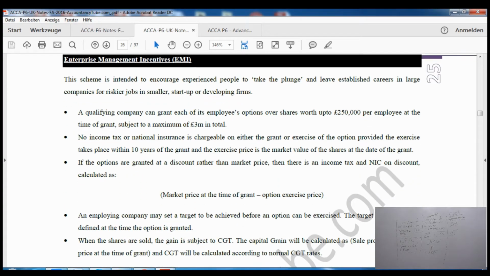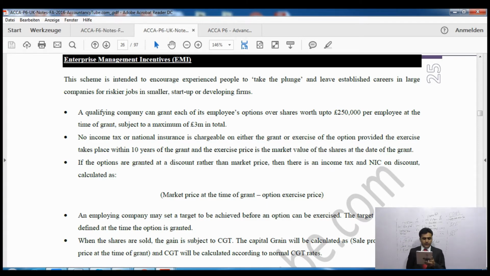The next one is enterprise management incentive. As the name says, it is a management incentive. This scheme is intended to encourage experienced people to take the plunge and leave established careers in large companies for riskier jobs in smaller startup and developing firms. Like I gave you the example of our own firm, if we are going to start a new business and we want experienced people who are working for our competitors, who are working for our benchmark competitors, then obviously they will be reluctant to come to our company. So this scheme is intended for them.